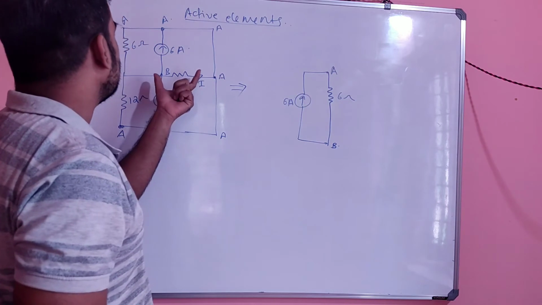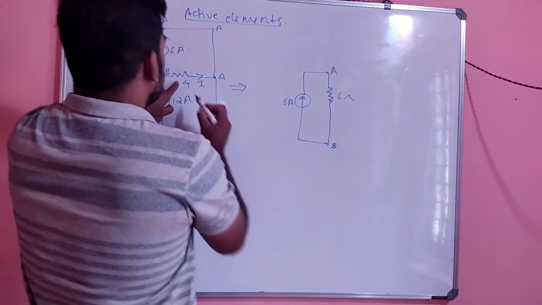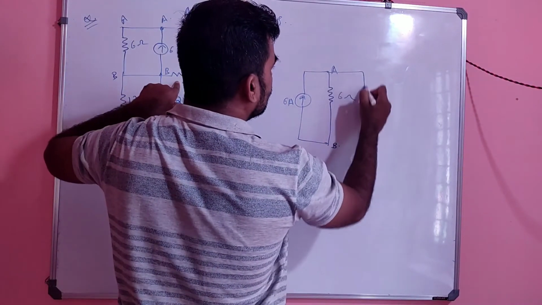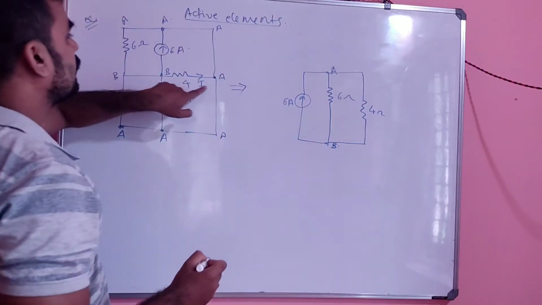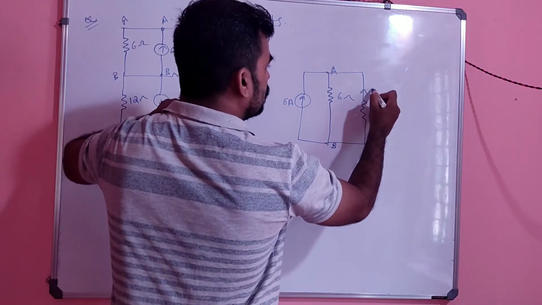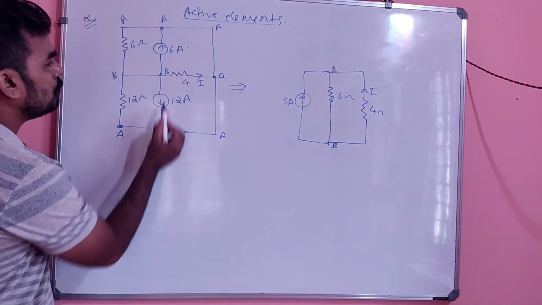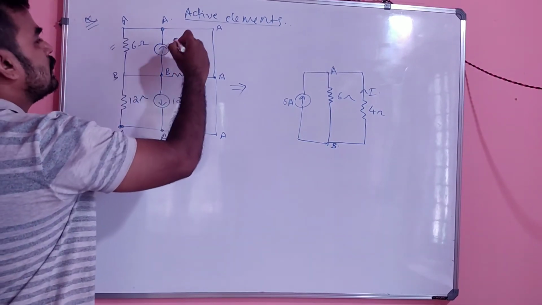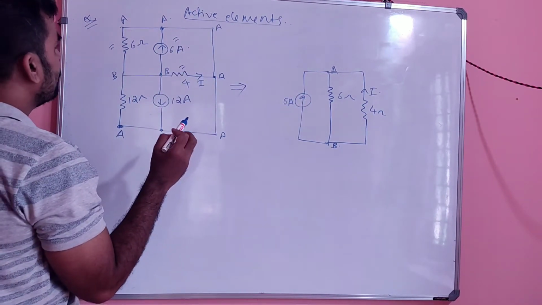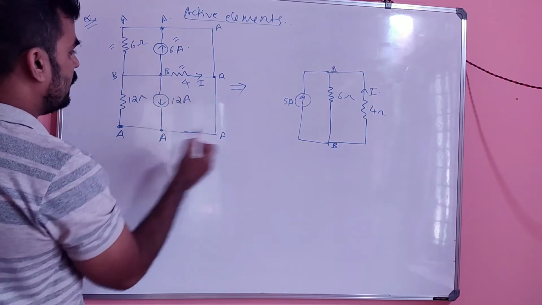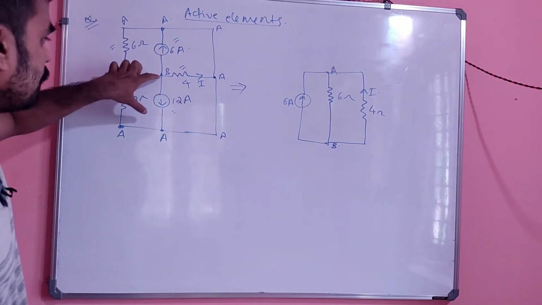And again from A to B, see, a 4 ohm resistor is there. A to B again a 4 ohm resistor is there, but the current is from B to A. So this current I have to find out. And again from A to B, this element I wrote, this element I drew already, and again this one. See this one, A to B there is a 12 ampere current source, that current is from B to A.